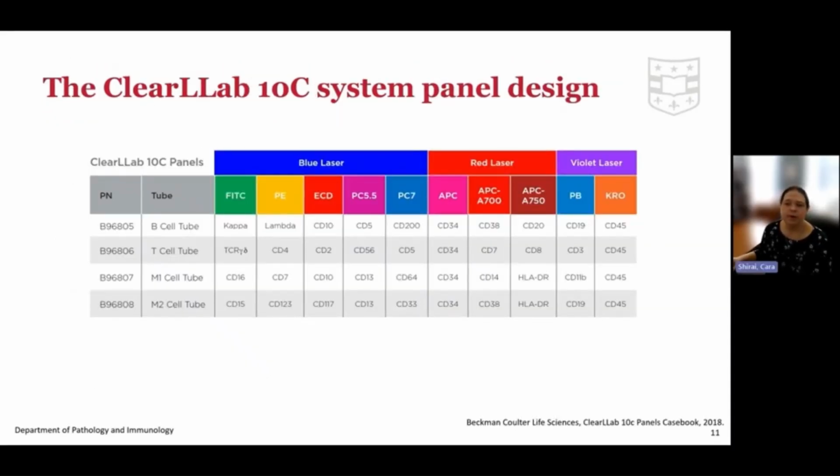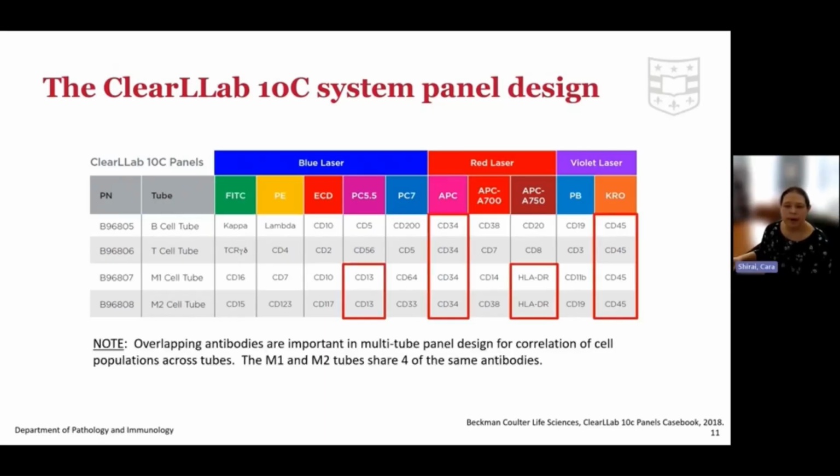Here is the schematic of the 4 tubes included in the ClearLab 10-color system. The M1 and M2 tubes contain the pertinent cell antigens for identification of myeloid cell lineage and maturation stage. Note, there are overlapping antibodies that are duplicates of cell antigens, and sometimes fluorophore as well, within the ClearLab panel design. Overlapping antibodies are important in multi-tube panel design for correlation of cell populations across tubes. The M1 and M2 tubes share 4 of the same antibodies: CD13, CD34, HLA-DR, and CD45.